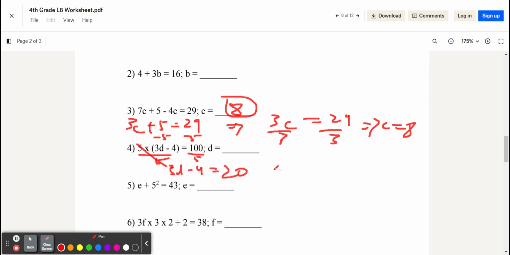Add 4 to both sides, and you will get 3d equals 24. And if you divide both sides by 3, you get d equals 8. Once again.